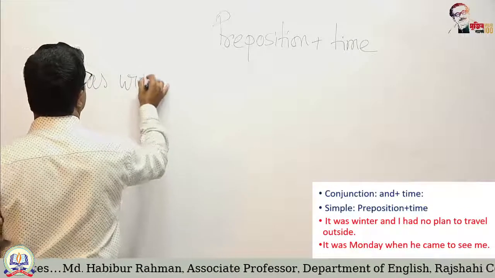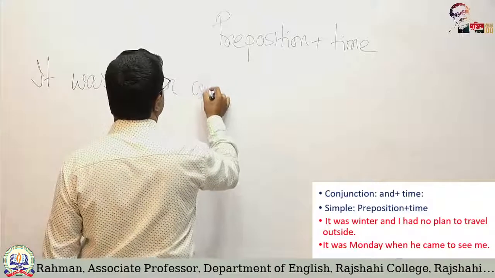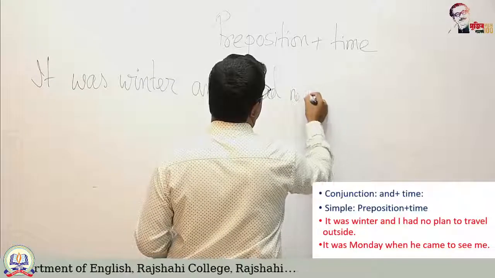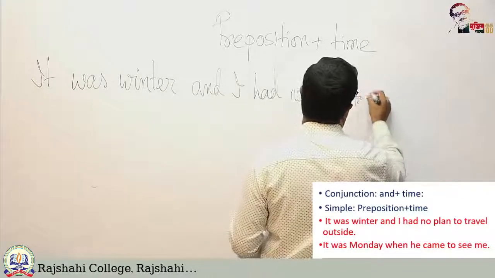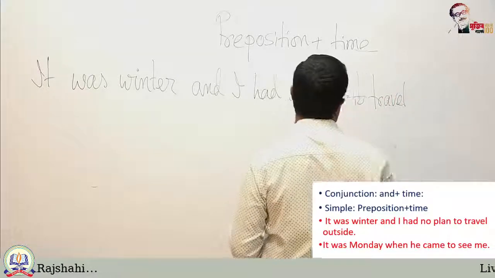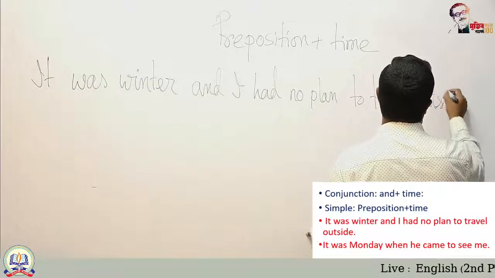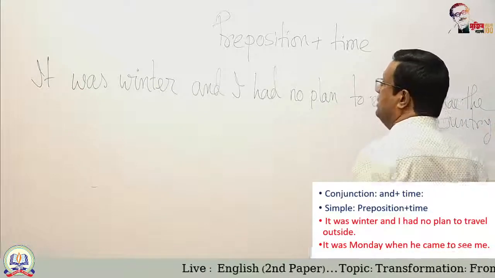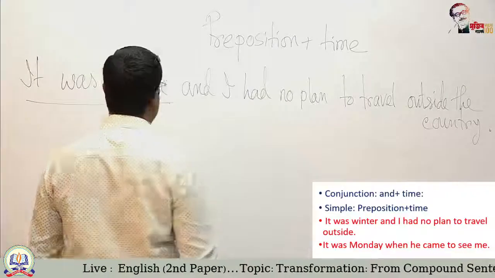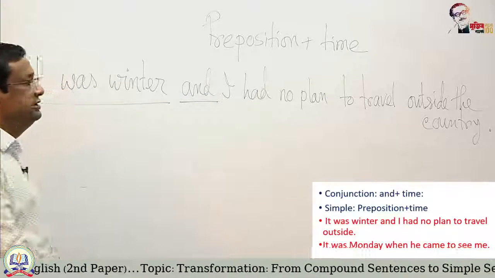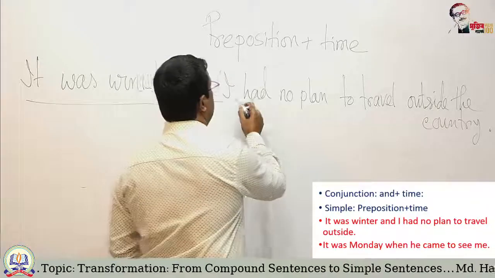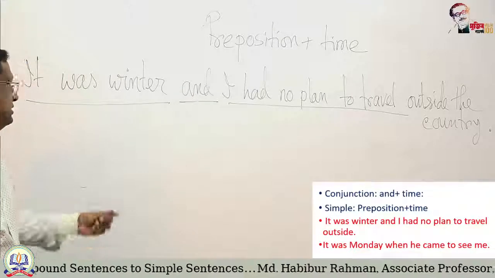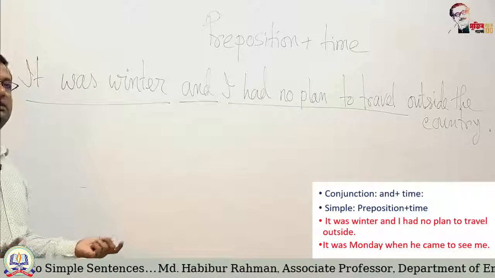it was winter, and I had no plan to travel outside the country. It was winter. This is the first clause. Thereafter we find the conjunction and. Thereafter another clause, I had no plan to travel outside. So there are two clauses, one conjunction. And we will eliminate the conjunction and change one clause into a phrase. Then it will be a simple sentence.